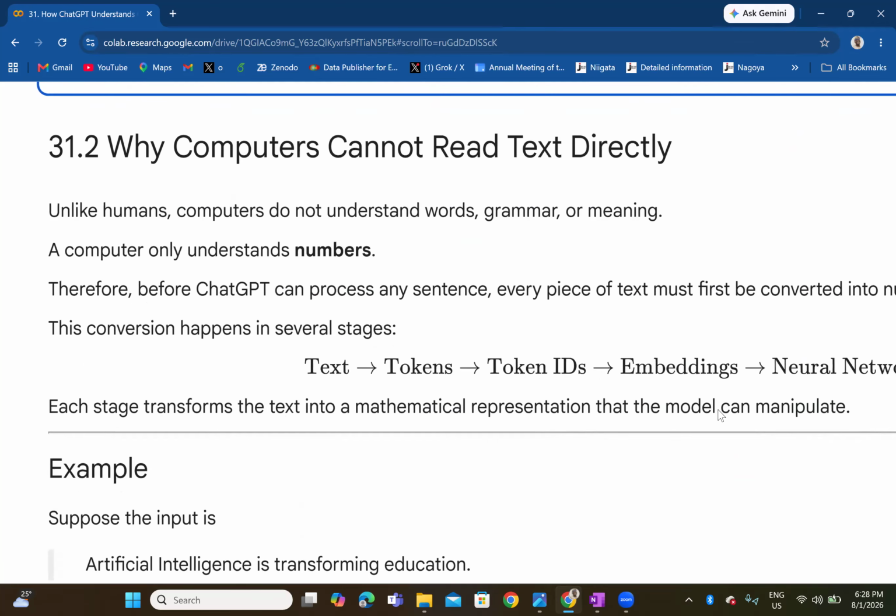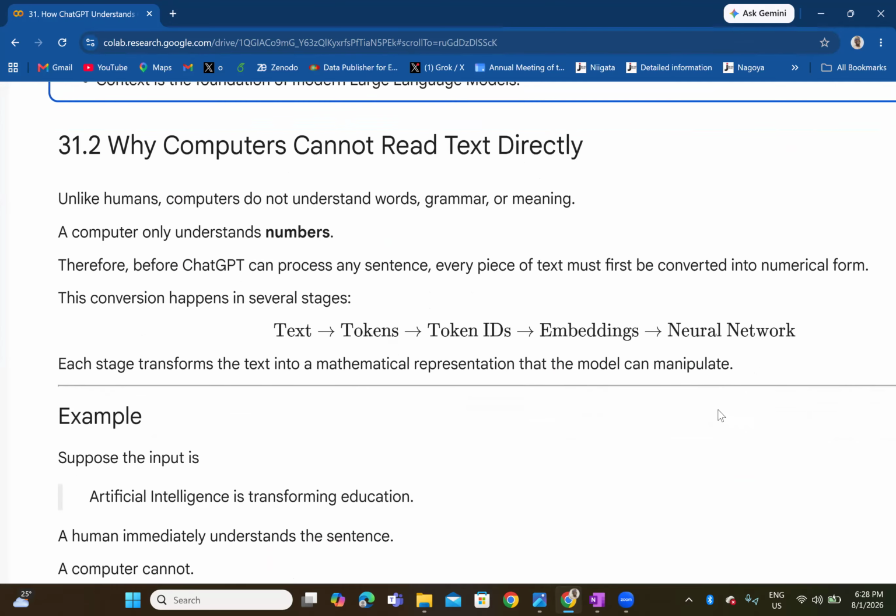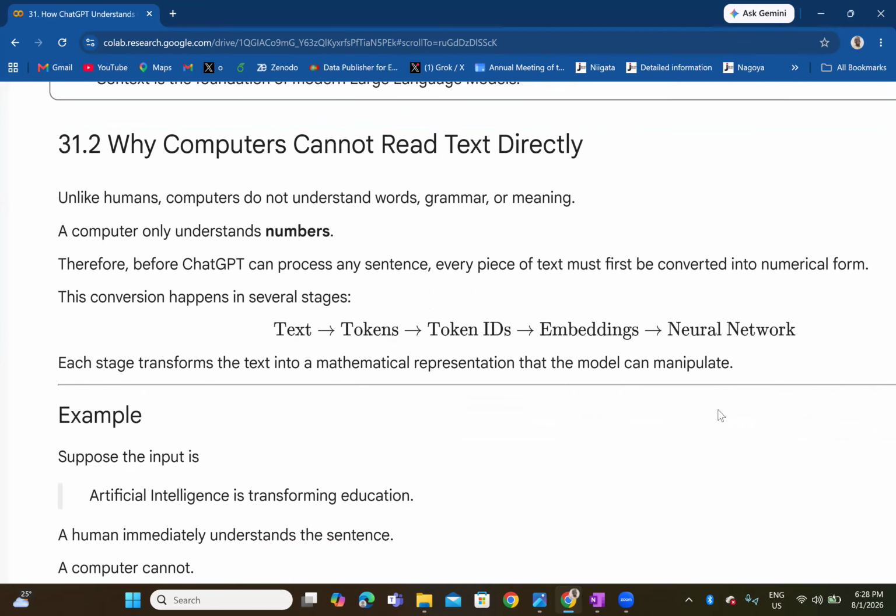Now, why can't computers read text directly? We've established this amply. Unlike humans, computers do not understand words or grammar or meaning. A computer only understands numbers. Therefore, before ChatGPT can process any sentence, every piece of text must first be converted into numerical form. This conversion happens in several stages. You have the text, that's your prompt, broken down into tokens, and each token is given an ID. Then you have embeddings, by converting them into vectors, and then you have your neural network. Each stage transforms the text into a mathematical representation that the model can manipulate.